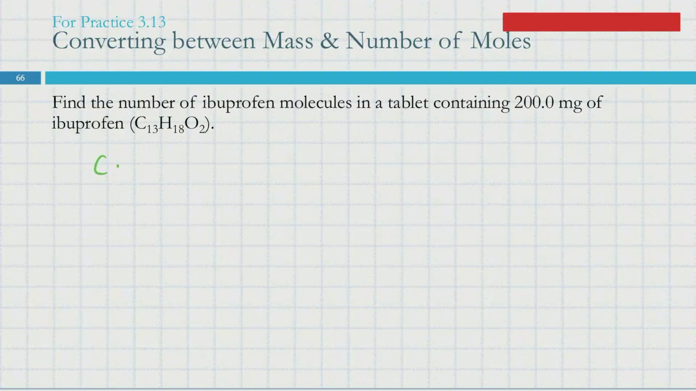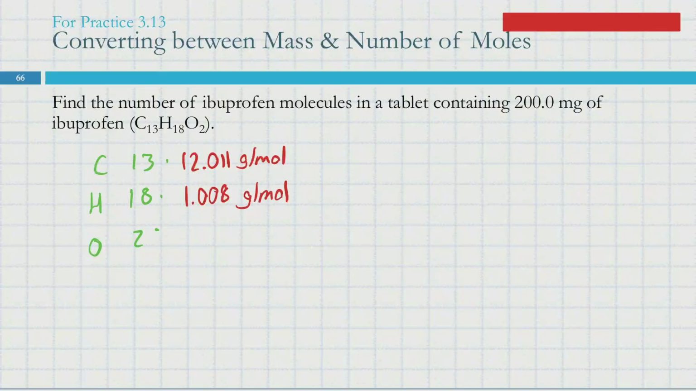So carbon, we've got 13 of them. Hydrogen, we've got 18 of them. Oxygen, we've got 2 of them. So we pull out the masses for each of these. Carbon, 12.011 grams per mole. Hydrogen, 1.008 grams per mole. Oxygen, 15.999 grams per mole.